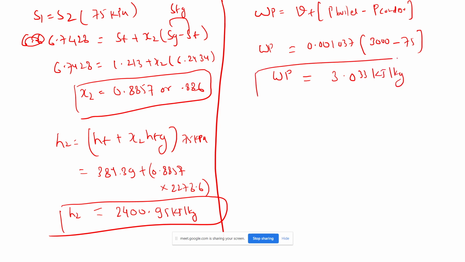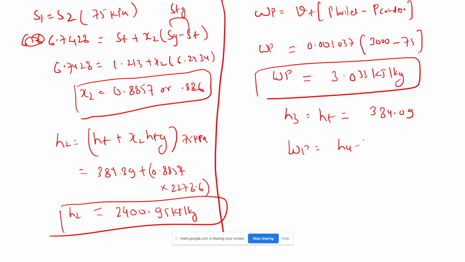And at the entry of the pump, evaporator S3, it is equal to Hf. It is in the form of saturated liquid. So what is its value? 384.09. So pump work is equal to H4 minus H3, so 3.0. H4 also we can get. H4 we get 387.4.